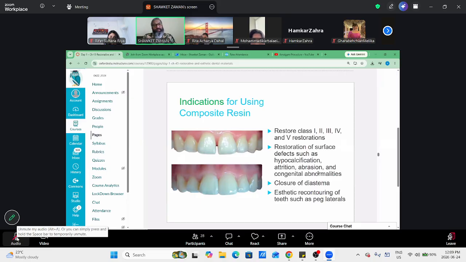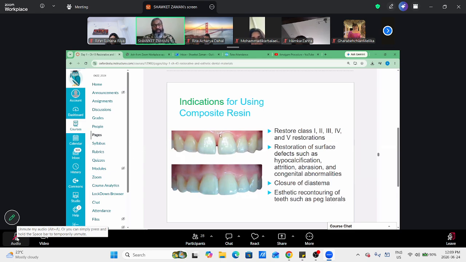So whenever it comes to the closing of the diastema, what does diastema mean? Is there anybody in the class? What is the meaning of diastema? Do you know what diastema means? We talked about this one before in chapter 12. What does diastema mean?